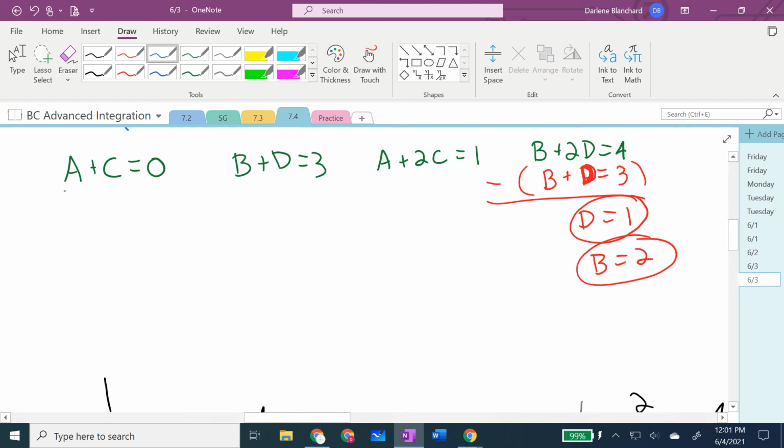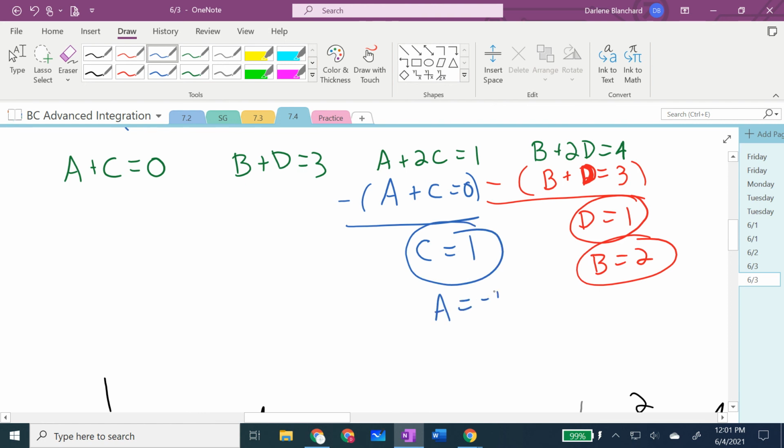And then I'm going to bring a plus c equals 0 over here, and I'm going to subtract the equations. A minus a is 0. 2c minus c is c. And 1 minus 0 is 1. And then if a plus c is equal to 0, then a must be negative 1. Wasn't that nice and fast?